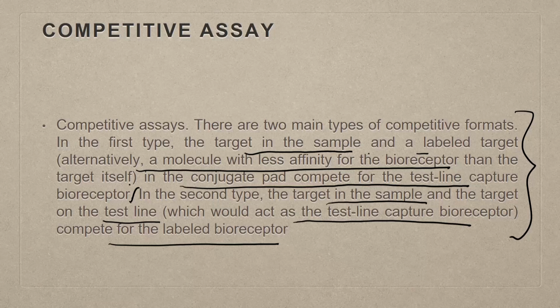As I mentioned here, there are two main types of competitive format. In the first type, the target in the sample and the labeled target, alternatively a molecule with less affinity for the bioreceptor than the target itself. This part is of key importance. Something which has a lesser affinity. So when the one with more affinity comes at that particular site, that's going to dismantle or dislodge that other molecule and will bind on it. Is it making sense? So this is the part that is of extreme importance to understand, what is happening.